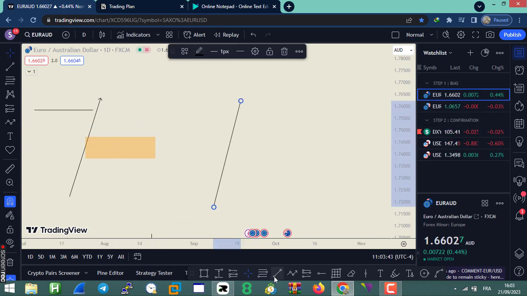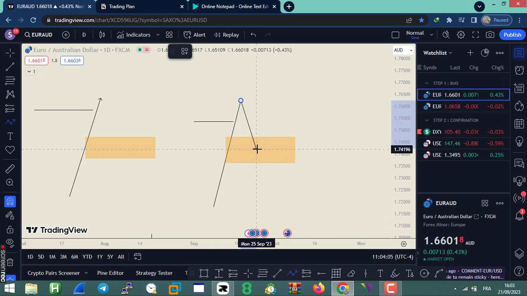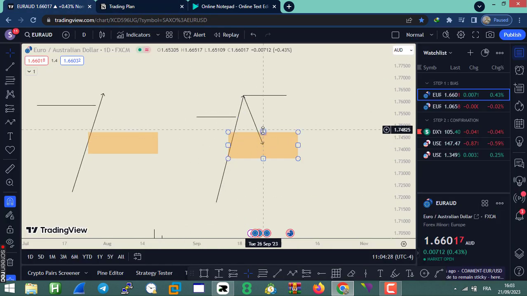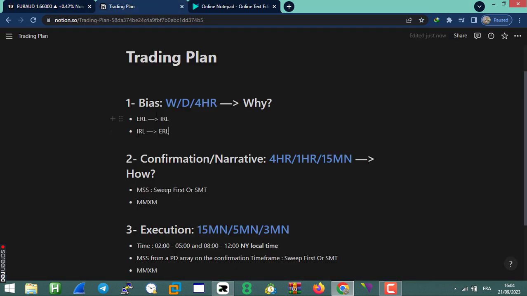I believe that choosing the right pairs to trade each week is essential to become a profitable trader, as it allows you to focus on high probability conditions where everything is clear.